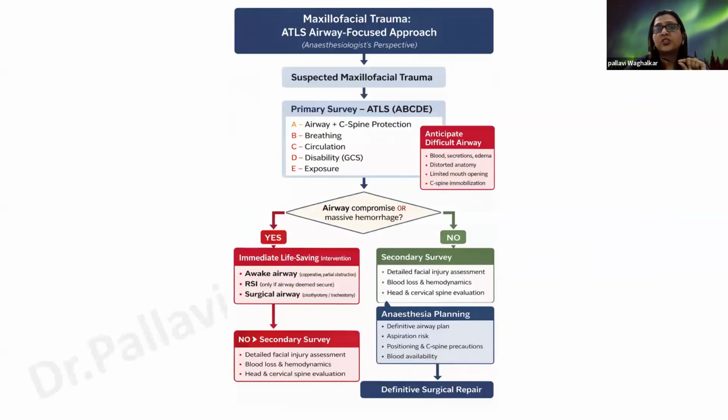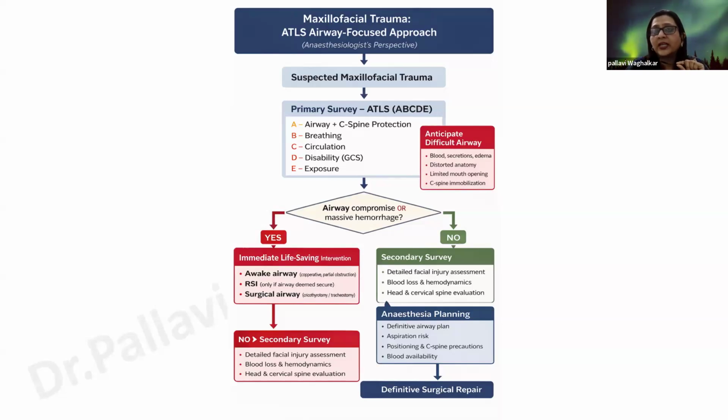So if we see the maxillofacial trauma and ATLS airway focused approach, obviously the ATLS primary survey should be done. Then if you're anticipating a difficult airway, like blood, secretions, distorted anatomy, limited mouth opening or cervical spine injury, if the airway is compromised or a massive hemorrhage is there, then we have to take immediate life-saving interventions with awake airway interventions or rapid sequence induction or a surgical airway.